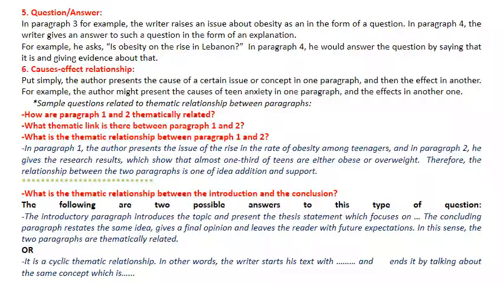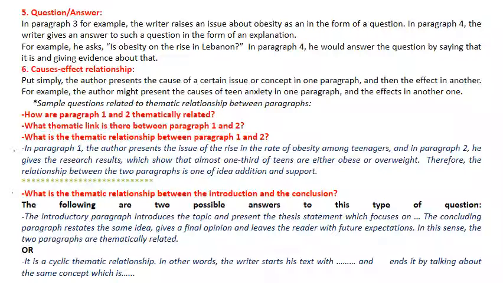How are paragraphs 1 and 2 thematically related? Or what thematic link is there between paragraph 1 and 2? Or what is the thematic relationship between paragraph 1 and 2? Your typical answer would be, in paragraph 1, the author presents the issue of the rise in the rate of obesity among teenagers, and in paragraph 2, he gives the research results, which show that almost 1/3 of teens are either obese or overweight. Therefore, the relationship between the two paragraphs is one of idea, addition, and support. Or you can say addition and support. And that's it.